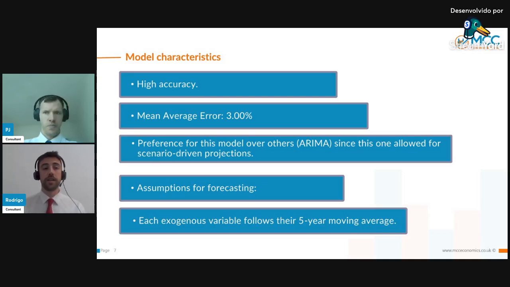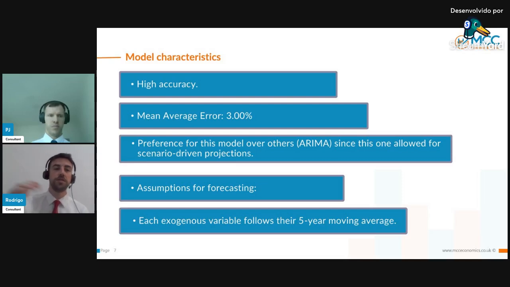We tried running autoregressive models or ARIMA models for each of the exogenous variables. We tried this assumption that we ended up going with, which is that they each follow their 5-year moving average. We also tried running different models for each of the exogenous variables to see if the forecast from those models being used for our forecast would generate a better result or not. In the end, the better results that we found were with these exogenous variables performing this 5-year moving average.